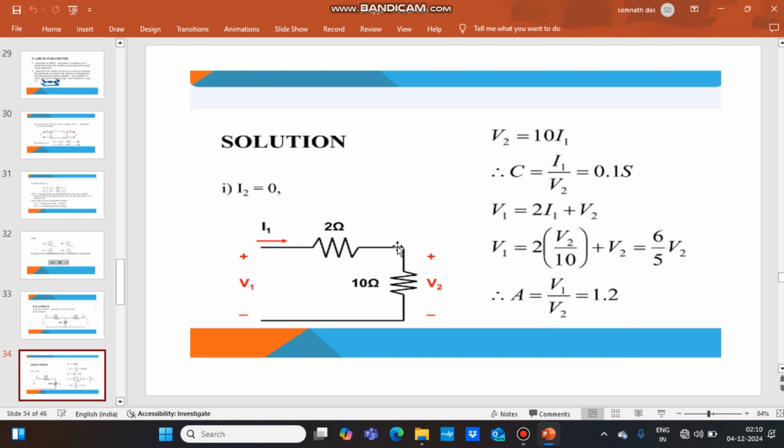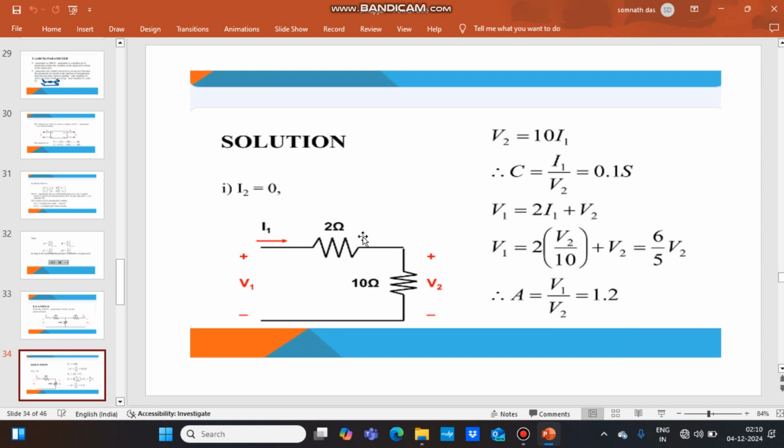So by open circuiting the output terminals, the circuit is reduced to this network. From this network we can write V2 equal to 10 I1, since V2 is the voltage drop across this 10 ohm resistance. So C equal to I1 by V2, which is equal to 0.1 Siemens.